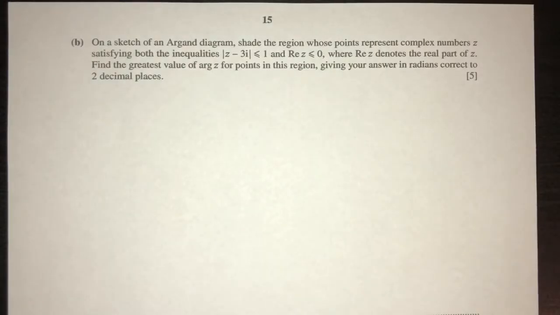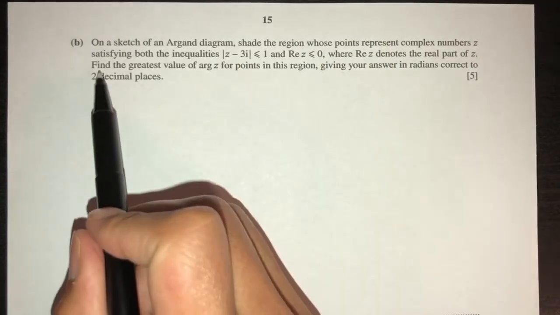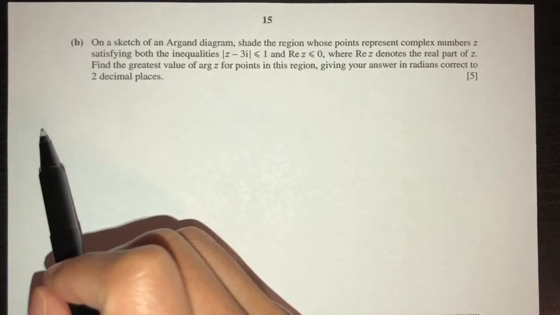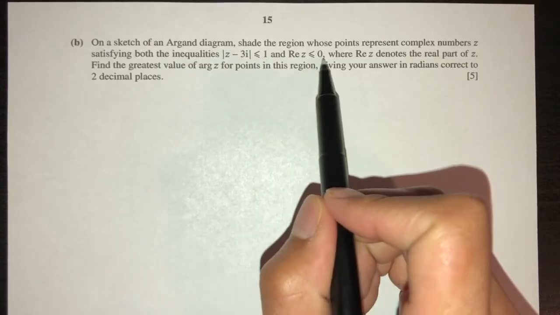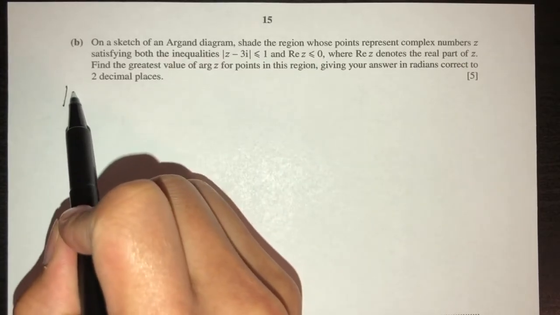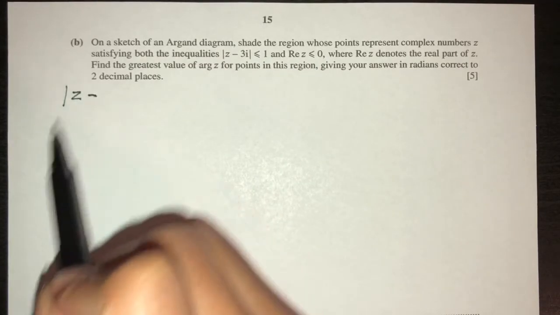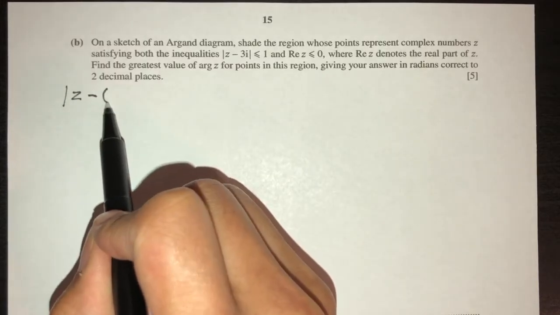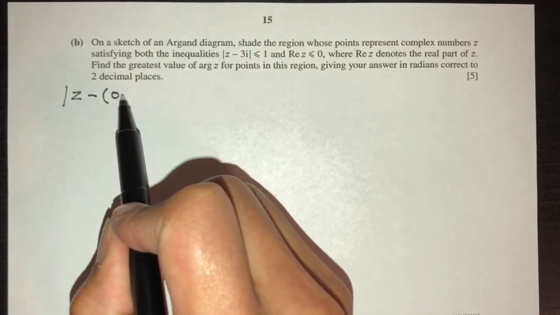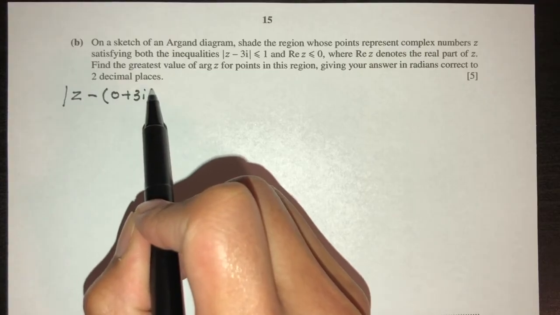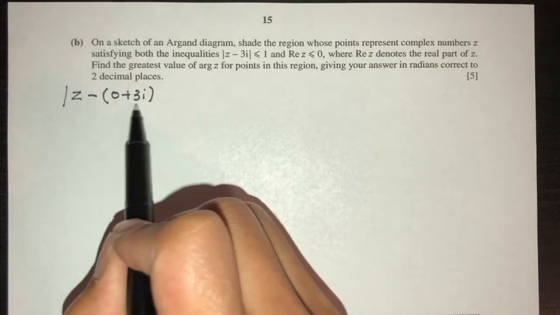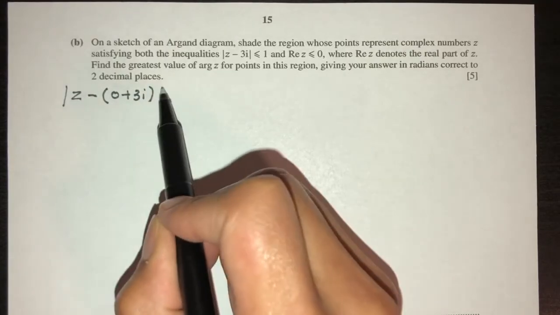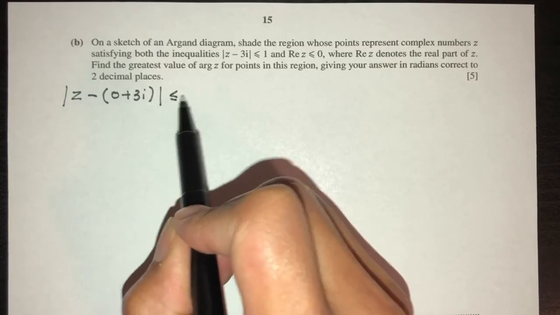Okay, so now let's move on to part B of this question. On a sketch of an Argand diagram, shade the region whose points represent the complex number z satisfying both the inequalities. The first one is this, and we have this. Whenever you write this one down, when you have minus here, always make a bracket. You can see the real part is 0 plus 3i. So that is your point, your center of rotation, and that is your radius.